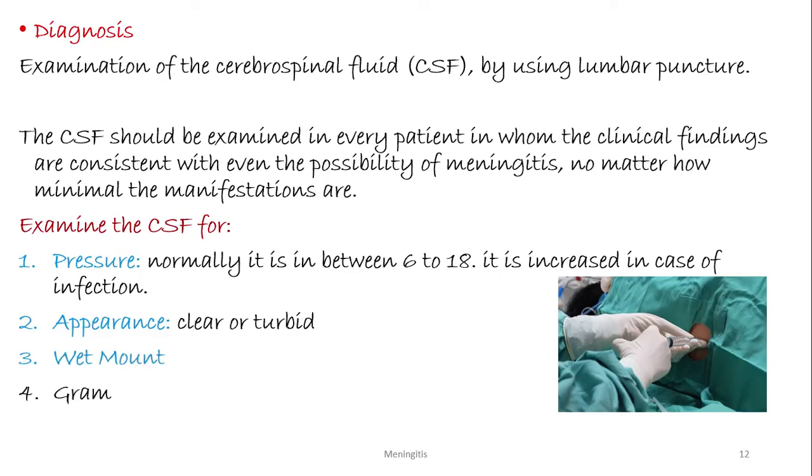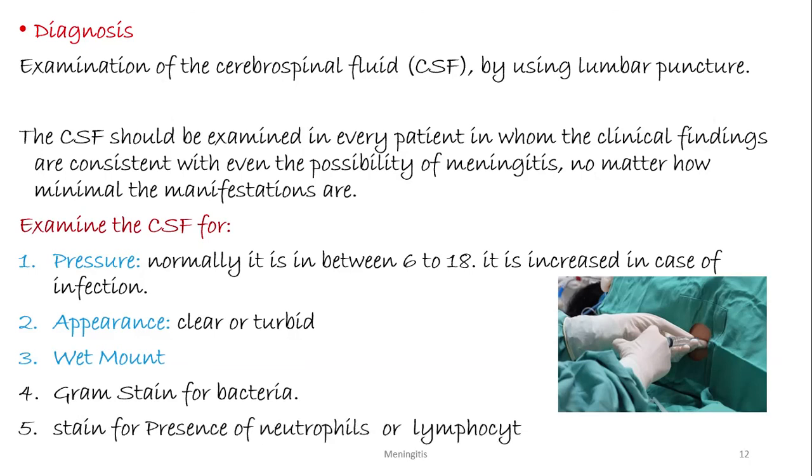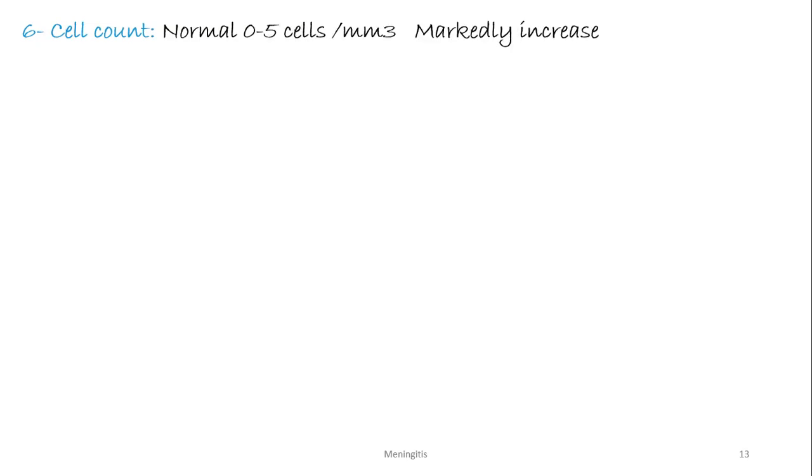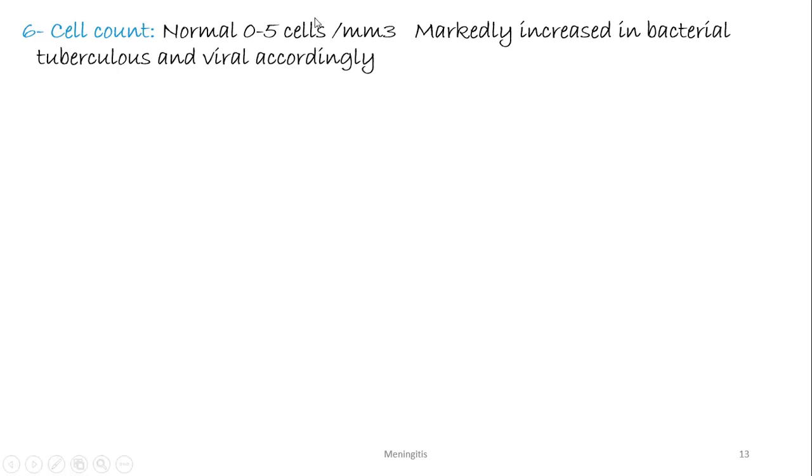You have to go for wet mount. You can also go for Gram staining for the bacteria, stain for presence of neutrophils or lymphocytes or RBCs. You can also go for cell counting. In normal CSF, 1 microliter contains 5 cells, 5 WBCs. But if the CSF is infected, this count is highly increased, above 5 cells per mm cube.